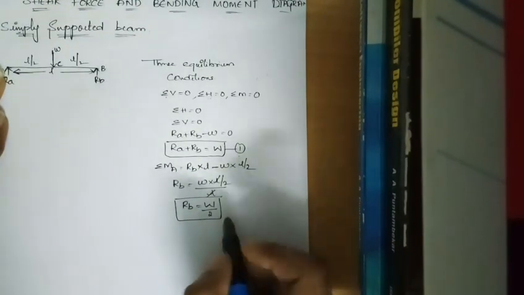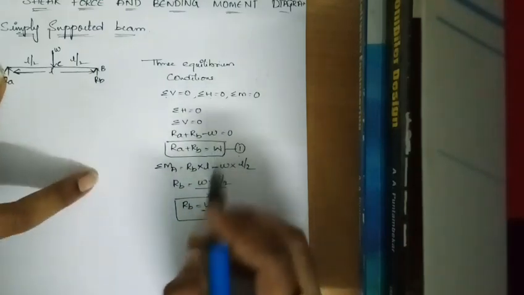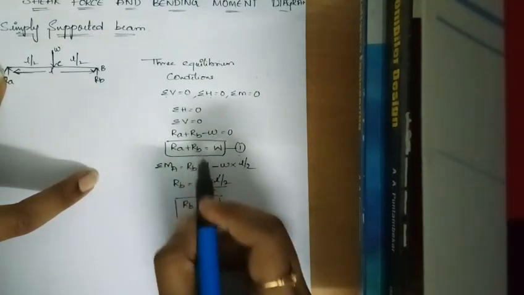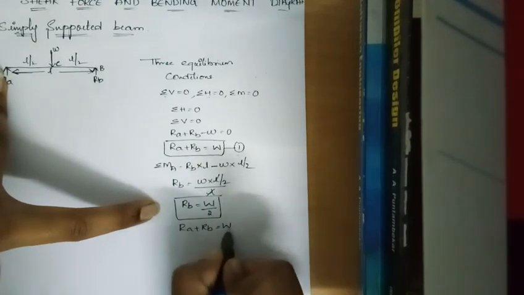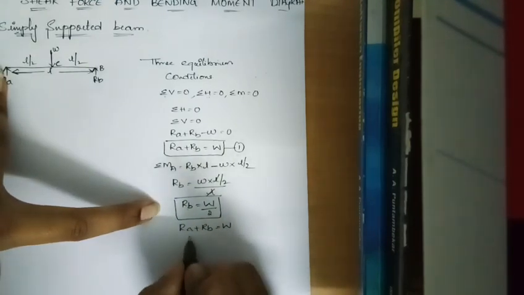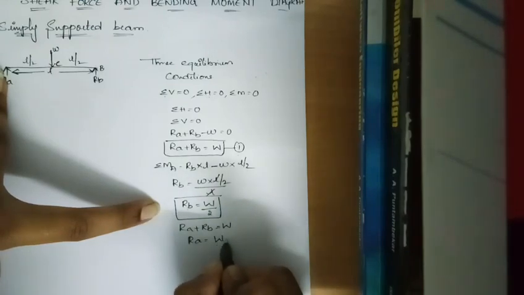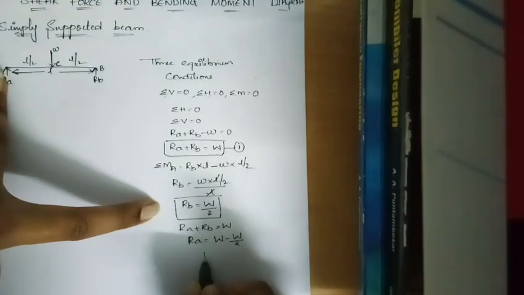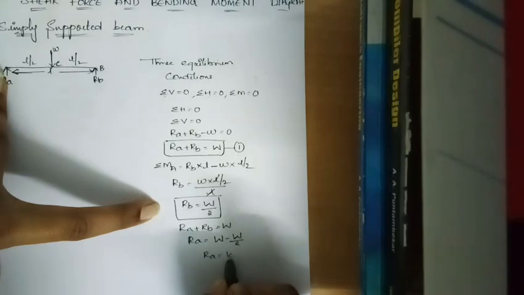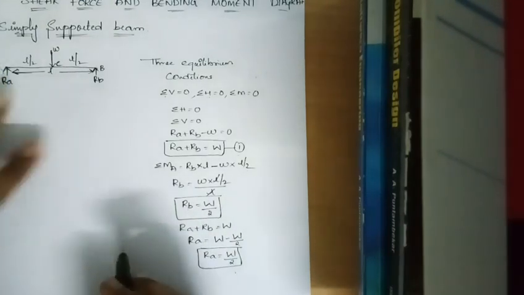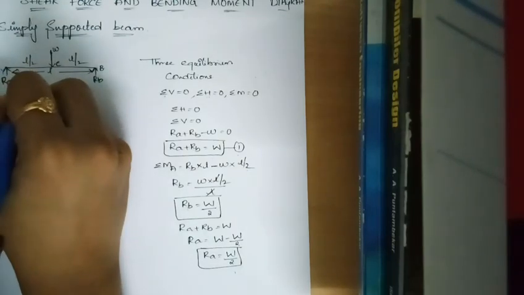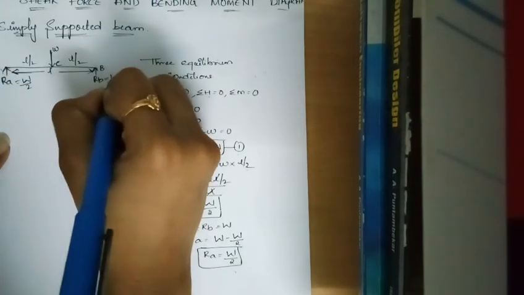Now consider this equation. RA plus RB is equal to W. Substitute this RB value in this equation. RA is equal to W minus W by 2. So you will get RA is equal to W by 2. Now we got vertical forces W by 2 and W by 2.